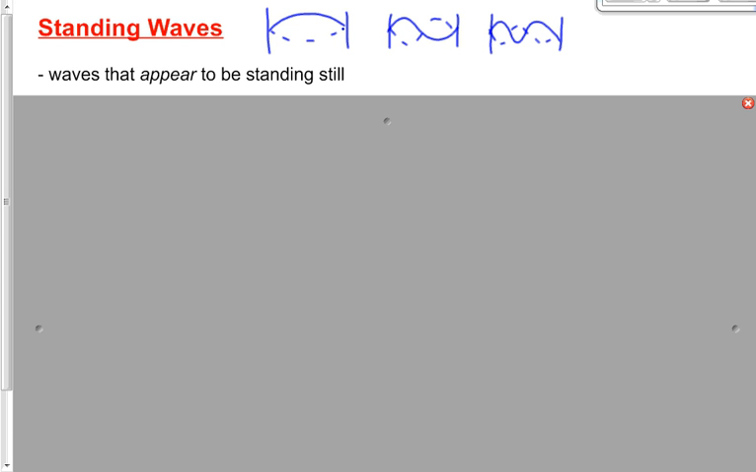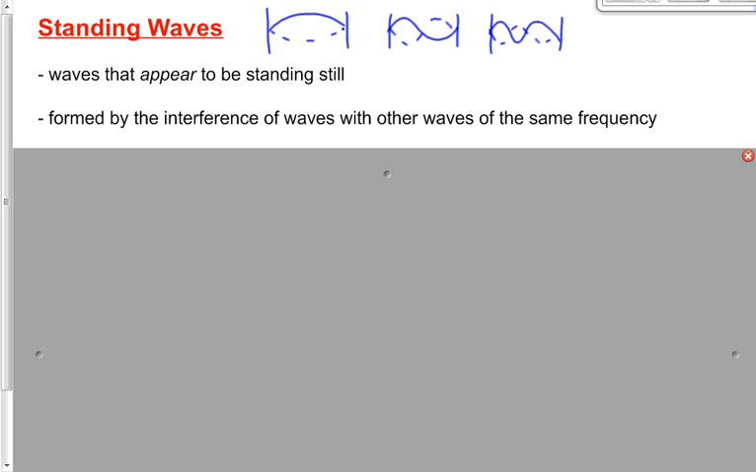It happened as a result of these waves that were going down from the source to the boundary at the other end, reflecting and then interfering at very specific frequencies to look like one of those.